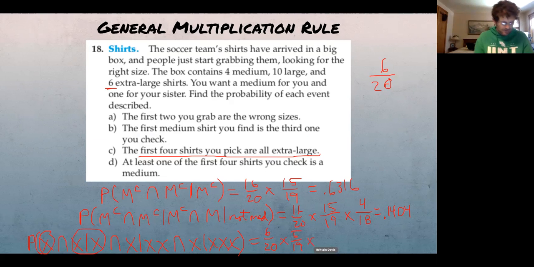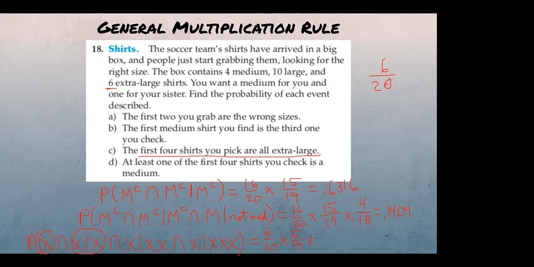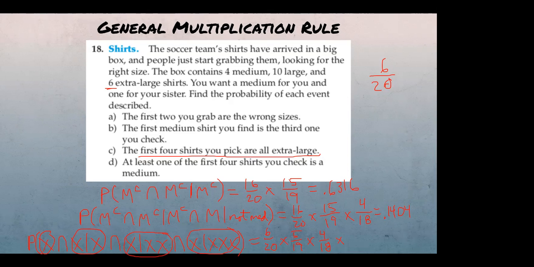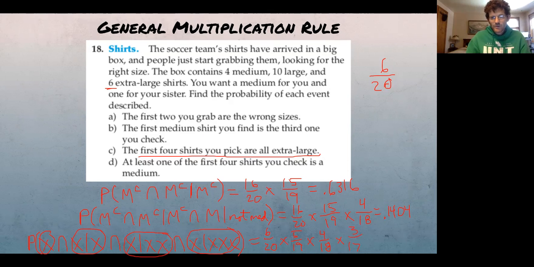Times 4 out of 18. And so if you're not sure where that came from, now we're going to do the probability of getting the next shirt being extra large on the condition we already pulled 2 out. And then the last one, we should see a pattern here. What's the probability of getting an extra large on the condition we already pulled out 3? 3 out of 17. There it is.